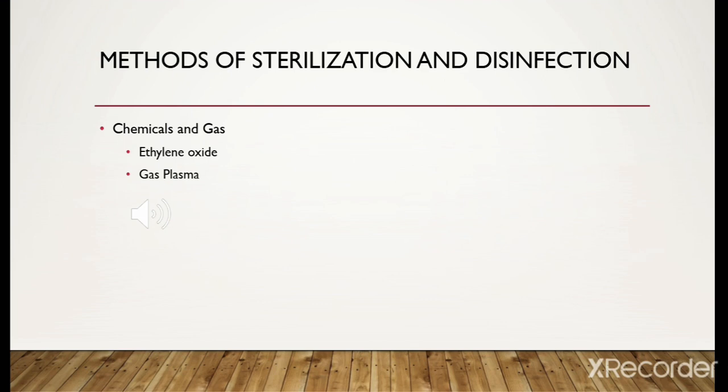On the other hand, gas plasma is a highly ionized gas. One type is hydrogen peroxide vapor, and its byproducts are water and oxygen, which is considered an advantage. In the second type, peracetic acid vapor phase is used, which is less damaging than the first. Gas plasma is used to sterilize heat-sensitive medical devices. It is safe for the environment and healthcare workers.